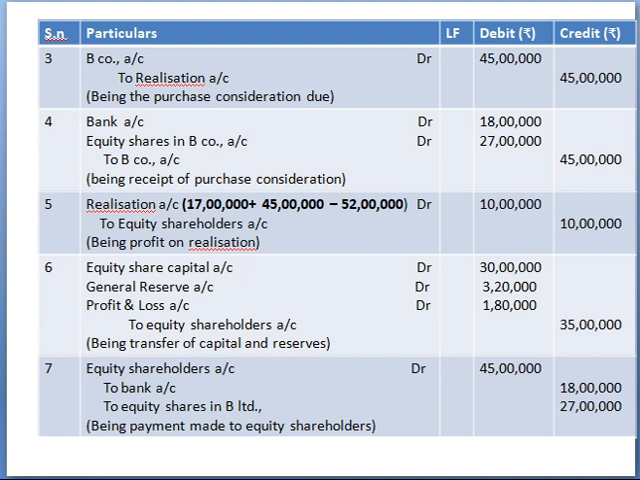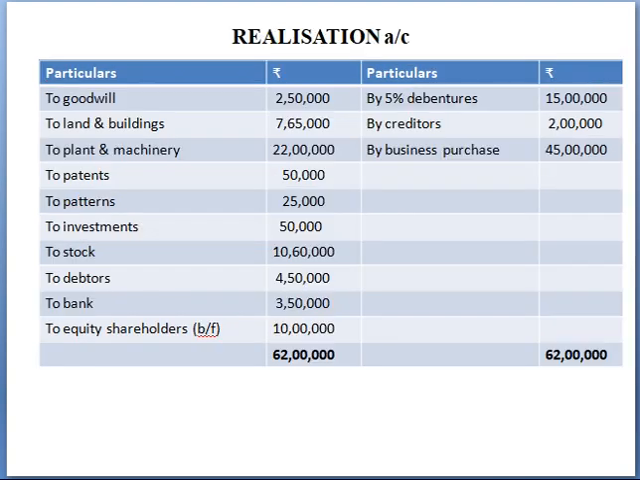Now we'll prepare the ledger accounts in the books of the selling company, same company. Your first account is realization. Already in the previous session also I said, a total of four things are to be entered. The first is your assets, right? So enter all the assets on your debit side. So what is given in your balance sheet? From goodwill to bank, it is given on the asset side of your balance sheet.